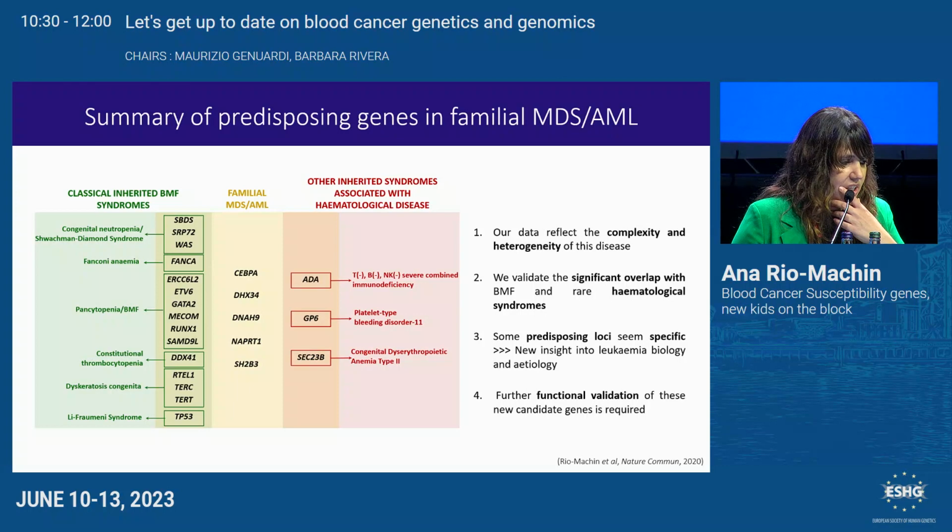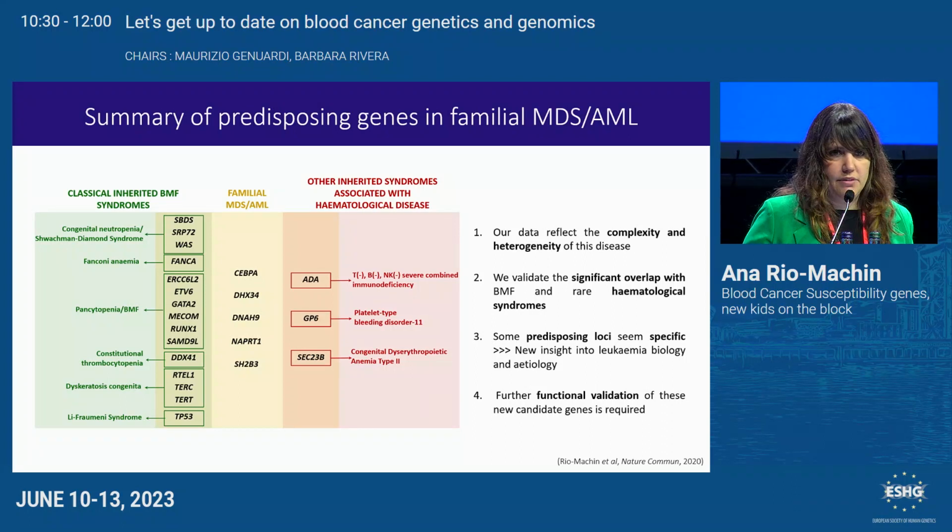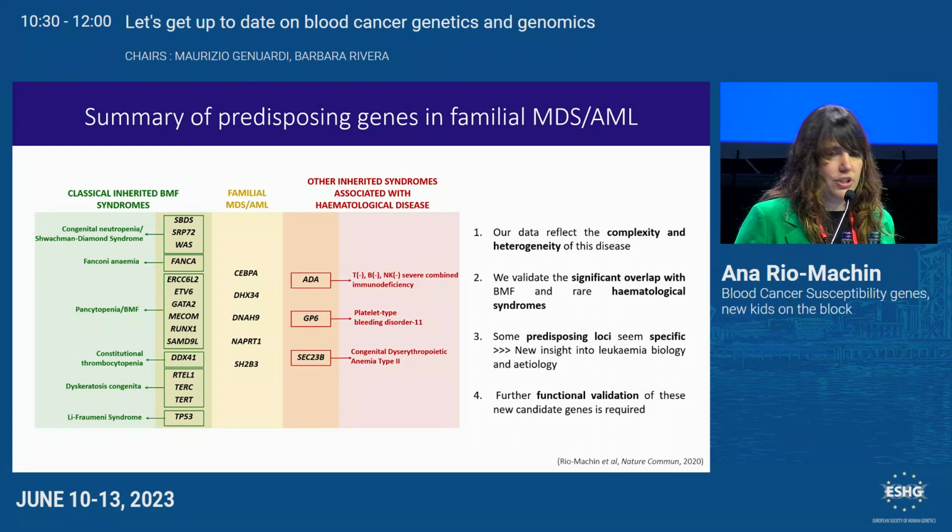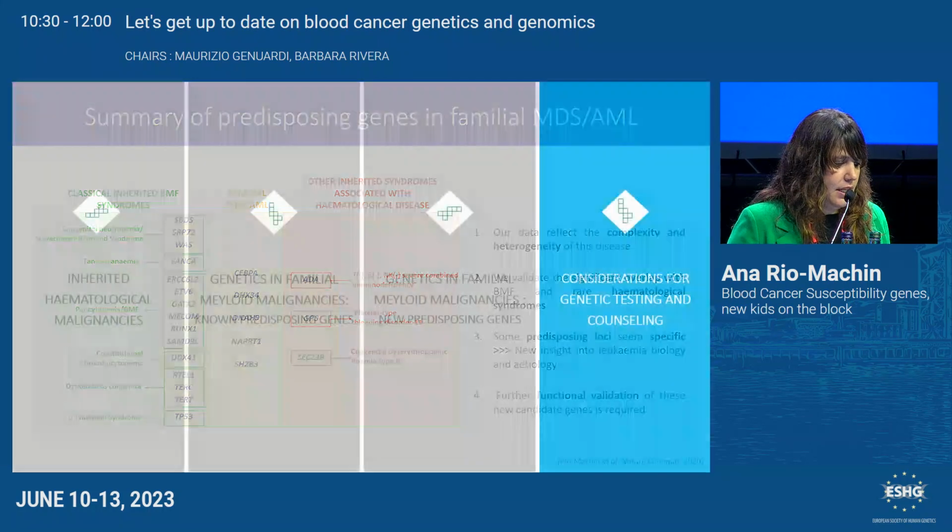And so this is the summary. So basically, we validated our data, so they're overlapping with bone marrow failure syndrome genes. We identified genes associated to other rare hematological diseases, but also predisposing to familial MDS-AML. But we also identified genes that were only mutated in familial MDS and AML.